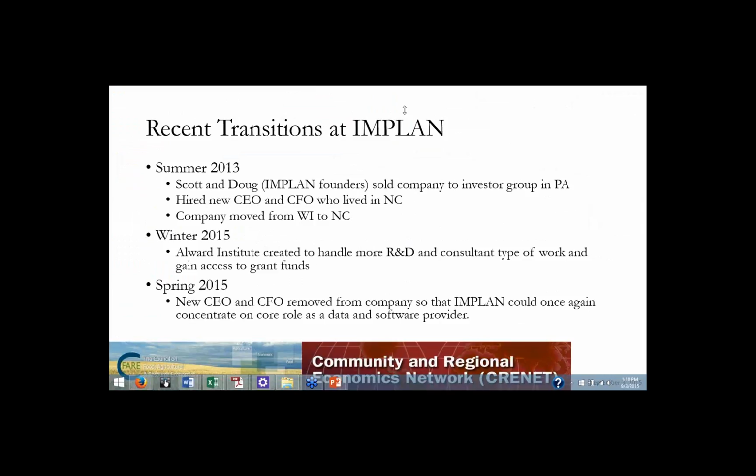So right now we have Ambrose Allward, who had been our COO. He is also our acting CEO right now, and we are currently seeking a new CEO. But we're very focused on that CEO being in line with our vision of concentrating on our core role as a data and software provider, more so than a consultant or something like that.